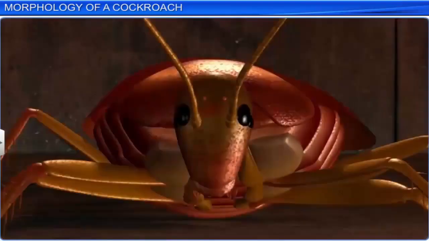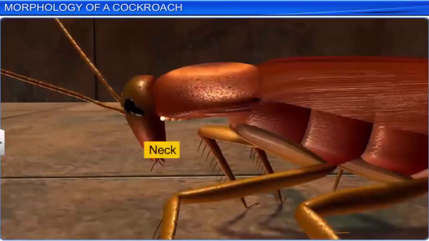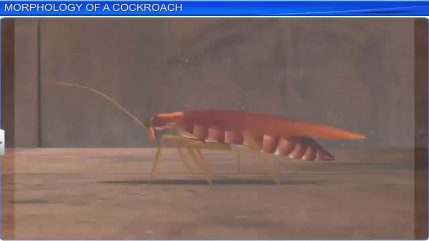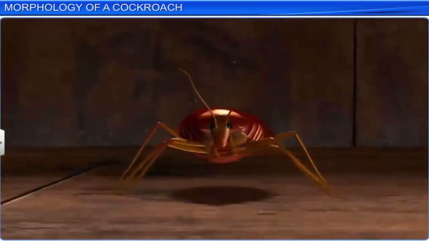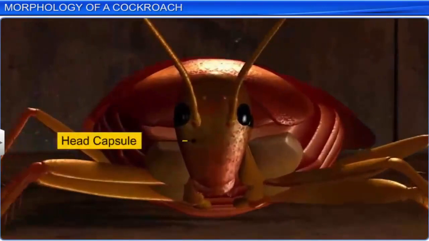The head of a cockroach is triangular and is attached to the thorax by a short, flexible neck. It is held at right angles to the long axis of the body. In fact, the head is formed by the fusion of 6 segments and is covered by a number of plates which constitute the head capsule.